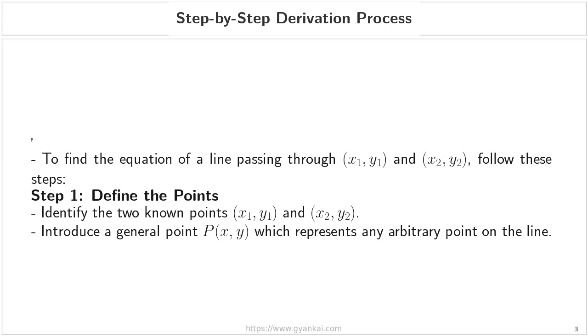But to move from just having 2 points to having a full equation, we need to introduce a third general point, which we'll call P, with coordinates x and y. This point P represents any arbitrary point that could potentially lie anywhere on that infinite straight line. By treating x and y as variables, we are setting the stage to find the mathematical relationship that connects them, which we will expand upon in the next steps using our determinant formula.